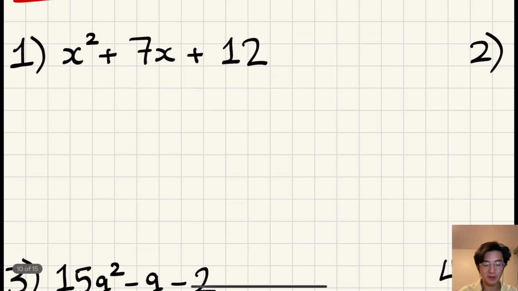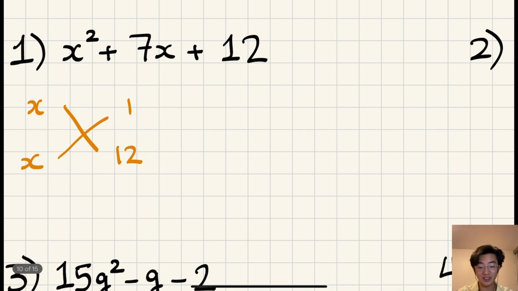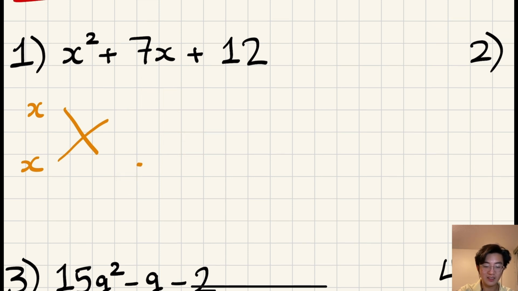Alright, so the first one, we have x and x. That will always be the case. Okay, so let's start to guess and check. 1 and 12, what do we get? If we do 1 and 12 here, we have 1 plus 12, getting us 13x, which is not 7x. Okay, next guess. Let's do 2 and 6.